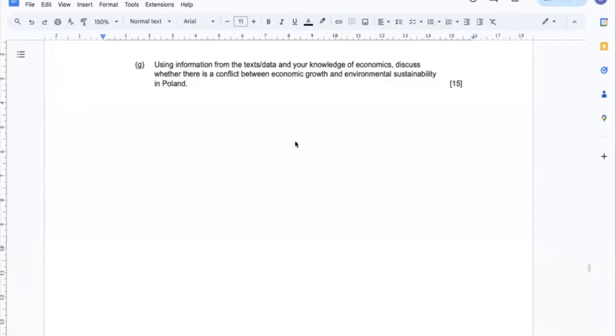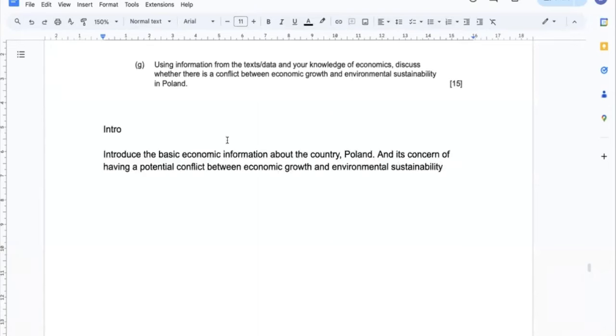Question G, using information from the text data and your knowledge of economics, discuss whether there is a conflict between economic growth and environmental sustainability. In the intro, I can introduce the basic economic information about the country, Poland, and its concern of having a potential conflict between economic growth and environmental sustainability.